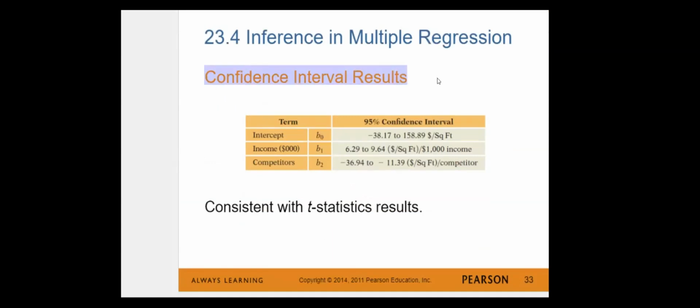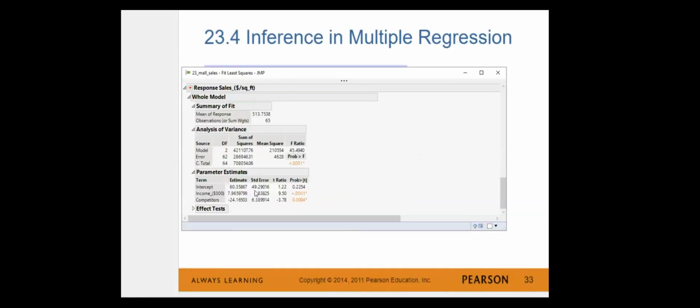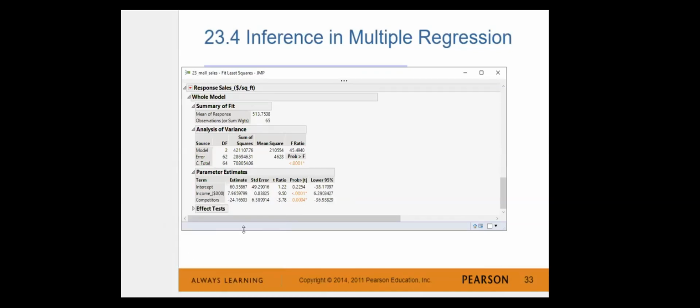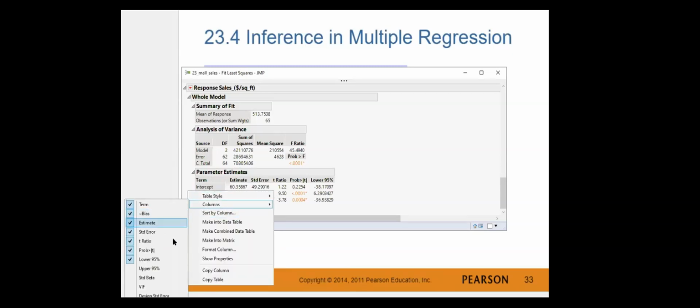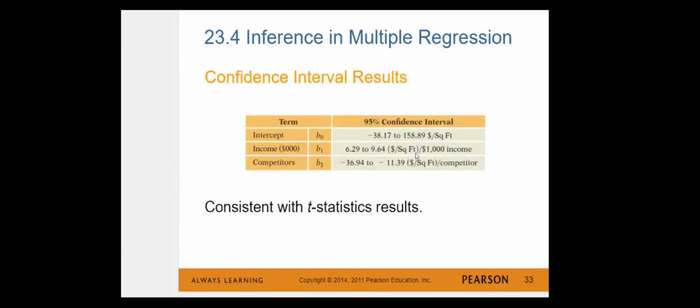So where do we get the confidence interval of our results? This is the results, right? You just right click on the parameter estimates, go to columns, Lower 95%, go to columns, Upper 95%. Lower and upper 95% confidence level around 7.9 and around -24. So 6 and 9, you can see that 7.9 is between 6 and 9. And -36 and -11 are actually around -24, okay? And those are the same numbers here, you can see it.